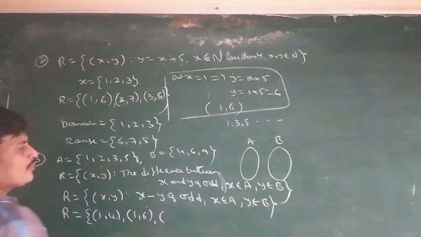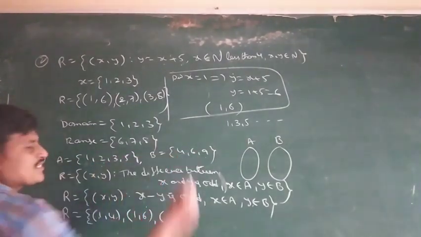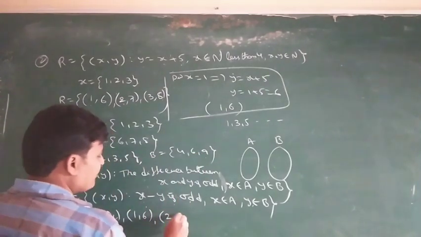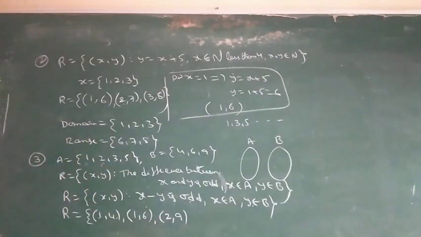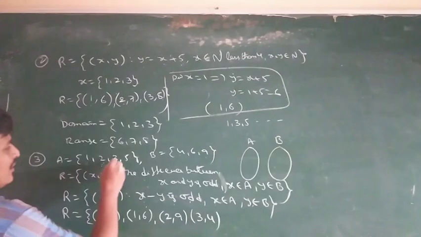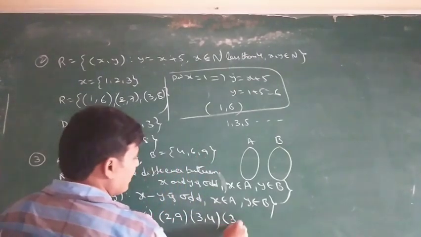So, 2 minus 4, even number. 2 minus 6, 4, even number. 2 minus 7, 2 minus 9, 7. 7 is an odd number. Next, 3. 3 minus 4, 1, odd number. 3 minus 6, odd number.